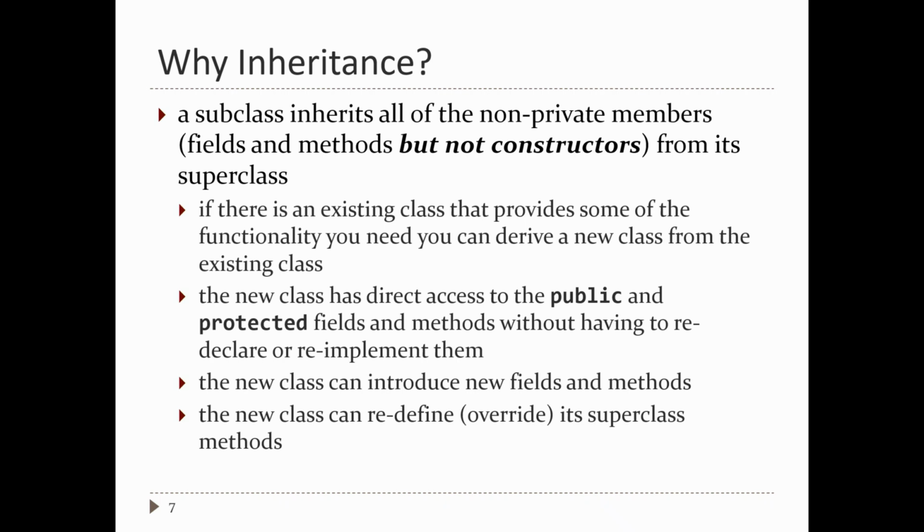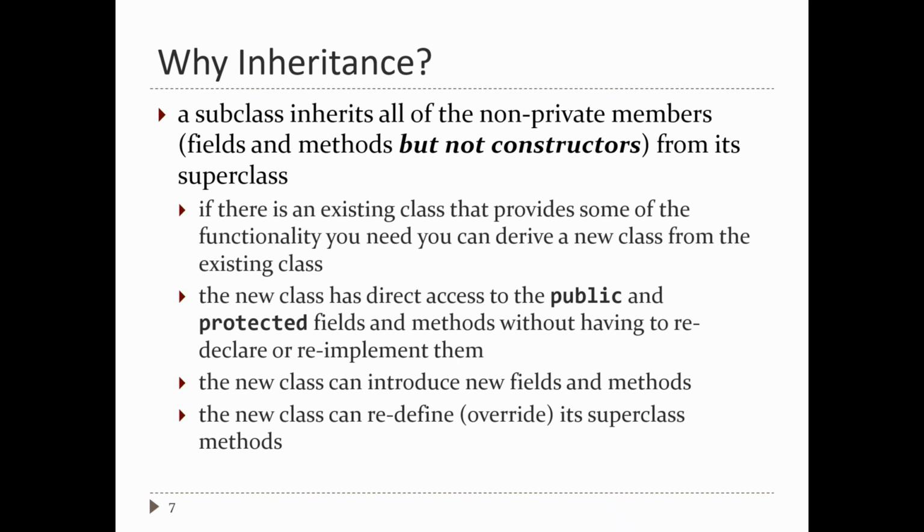Okay, so why use inheritance? The quote at the beginning of the lecture suggests one use of inheritance, code reuse. When you use inheritance, a subclass inherits all of the non-private members from the superclass. This does not include the constructors. In Java, constructors are never inherited from the superclasses. But everything else that's public or protected gets inherited. That means all the fields that are public and protected get inherited by the subclasses. All the methods that are public or protected get inherited by the subclasses.